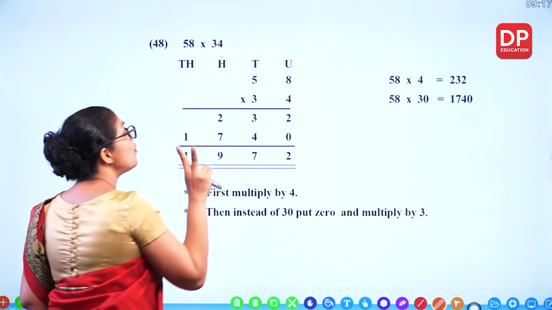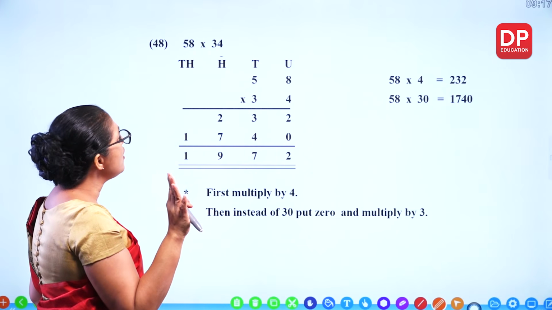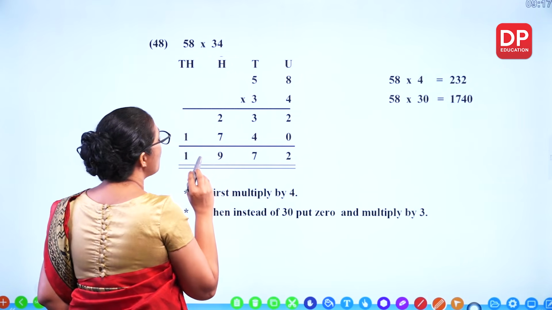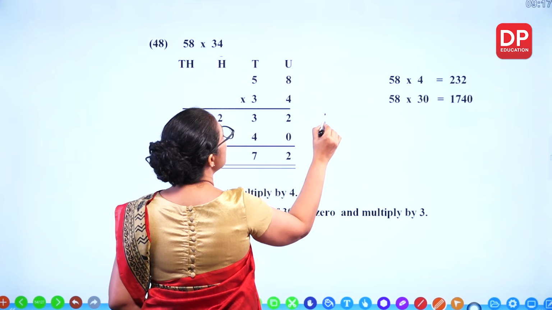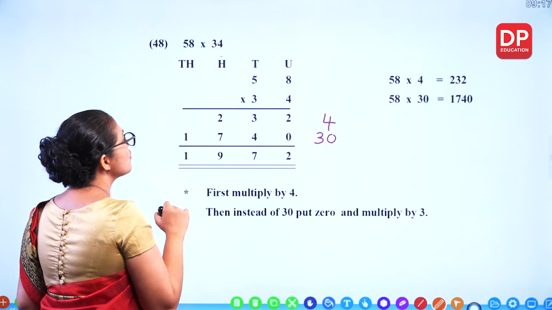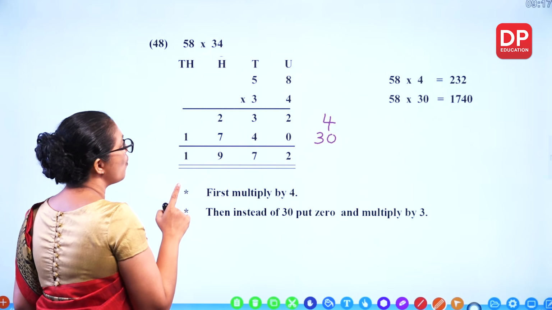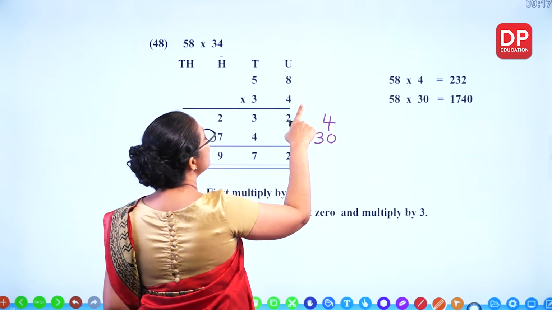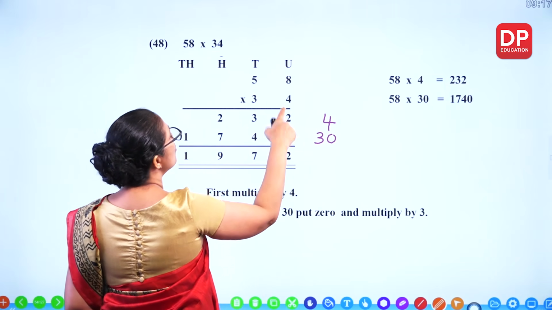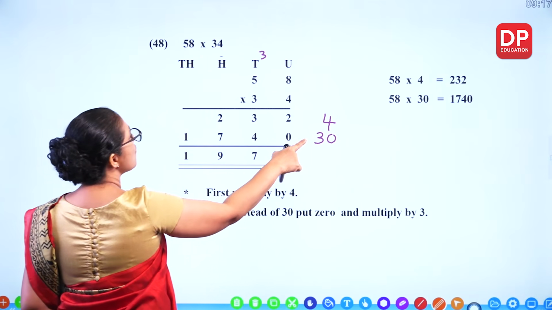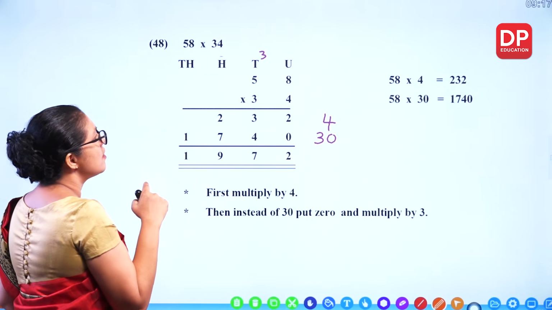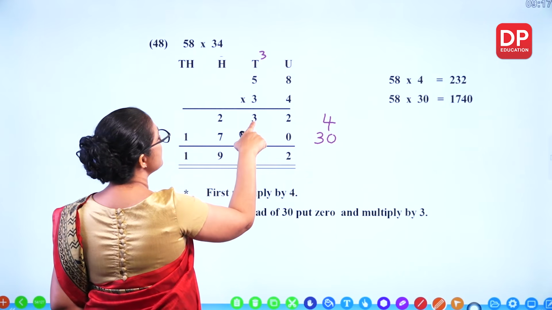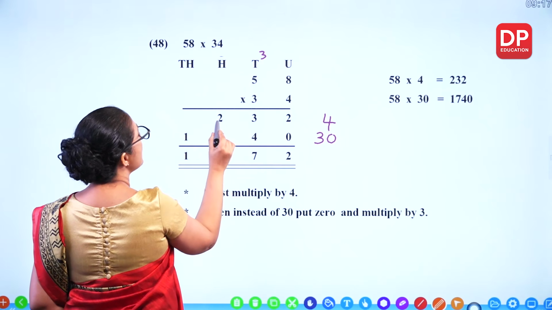53 times 34. Now two-digit numbers. So then you can split 34 as 30 and 4. So you can write 30 and 4. So what we do? You multiply by 4 and multiply by 30 and add it together. So multiply by 4. 4 times 8, 32. 3 remaining. 4 times 5, you get 20. 20 plus 3, 23. And 2 remaining, so you can write 2 there.